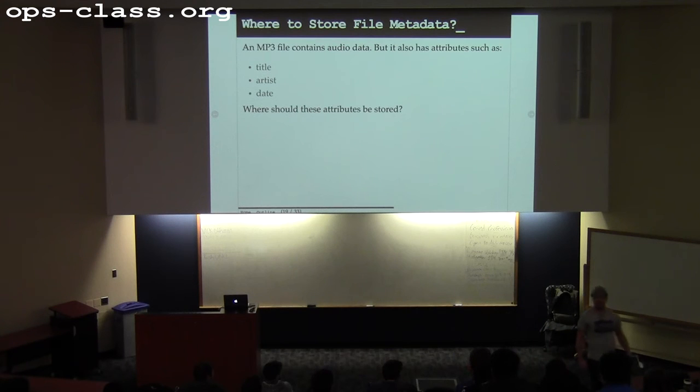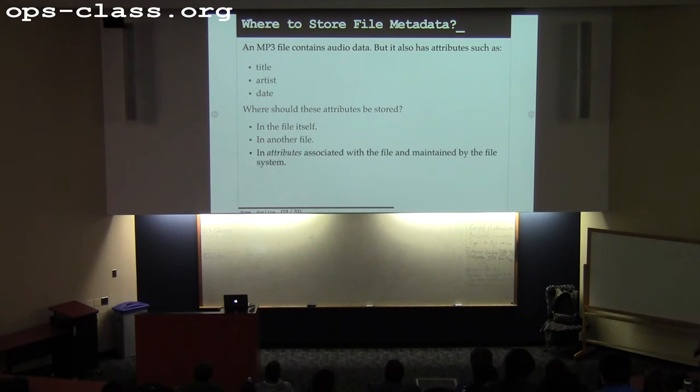So that's one option, right? Let's say there's three options, right? I can put it in the file itself, and this is usually not a bad idea, particularly when I have file information that's very, very central to the file. I could put it in another file.